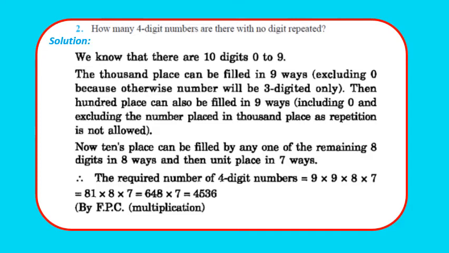So using the fundamental principle of counting, the total number of 4-digit numbers will be 9 into 9 into 8 into 7, which is equal to 4536. Remember this, that the first place, that is the 1000 place, cannot have 10 digits, because 0 cannot be at the 1000 place, otherwise it will be a 3-digit number. Okay, so pause and note down the solution.